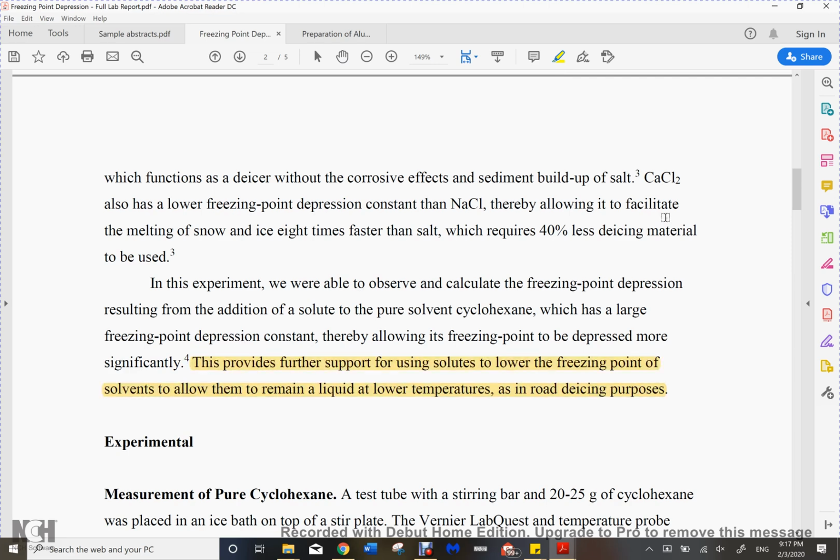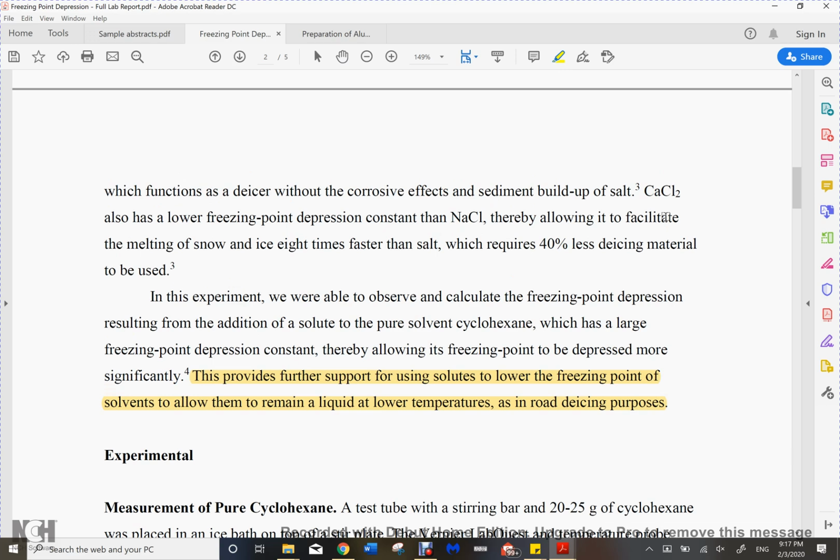Okay. And as you're reading through that, you're thinking, wow, this is not necessarily talking about the experiment itself, but about ways that this idea of freezing point depression can be used in real life. So the introduction gives the science background on the main topic, freezing point depression. And what it does is it tries to tie that topic to relevant, real life events or problems. The idea is you want to justify why it is important for us to be studying this, for us to be doing this experiment, for us to be researching this in the first place.